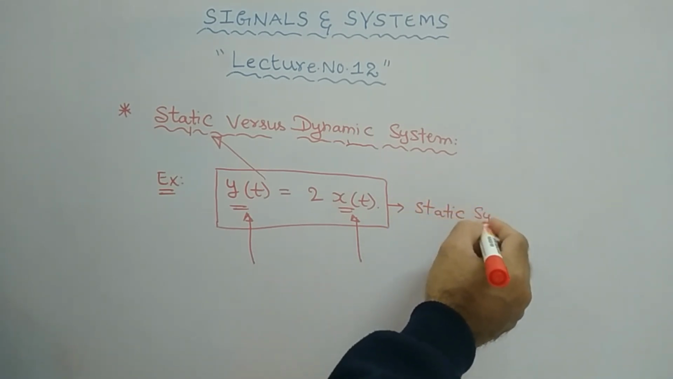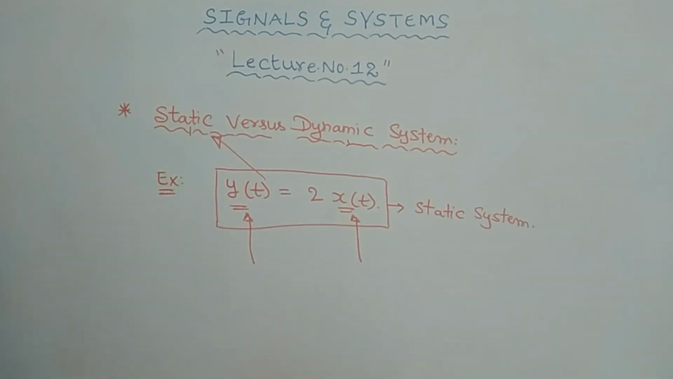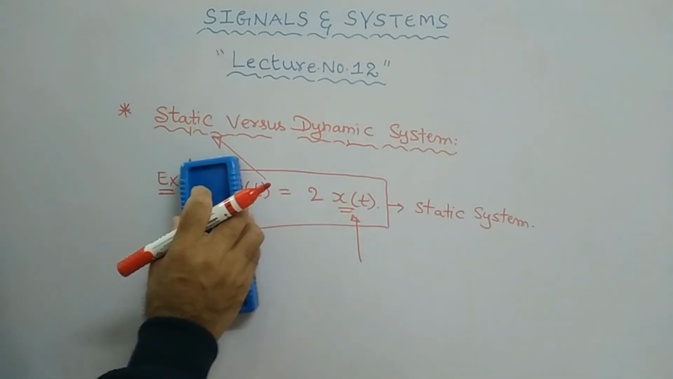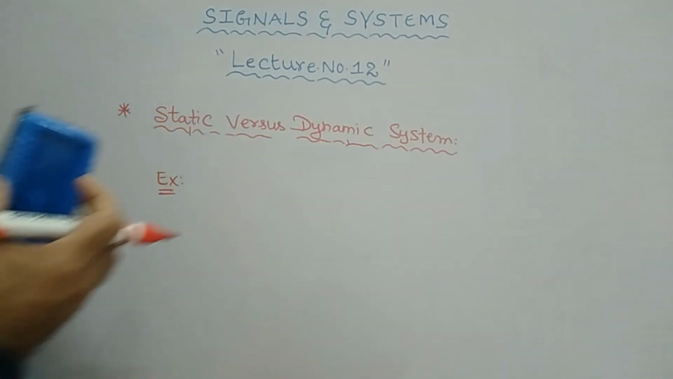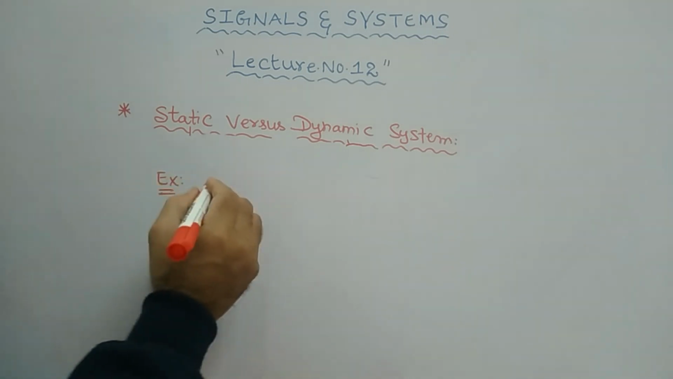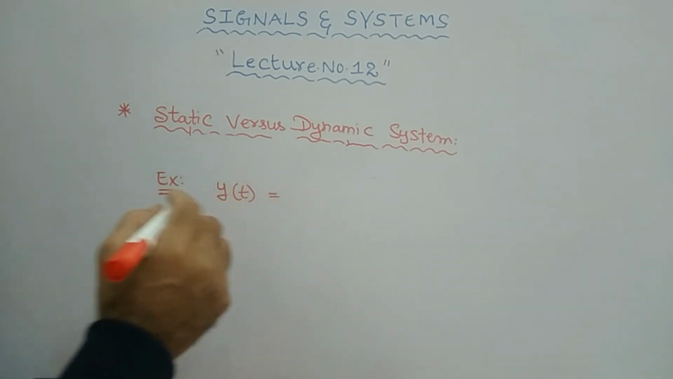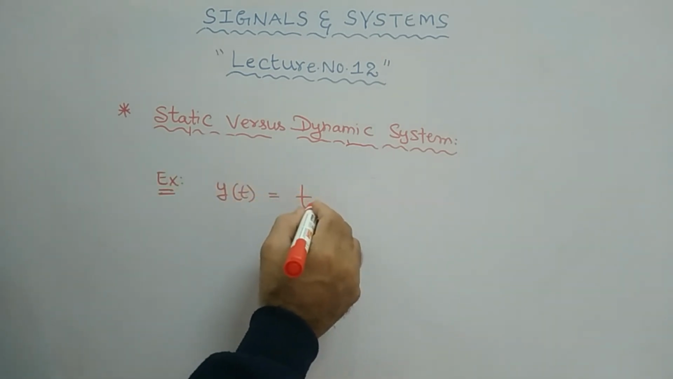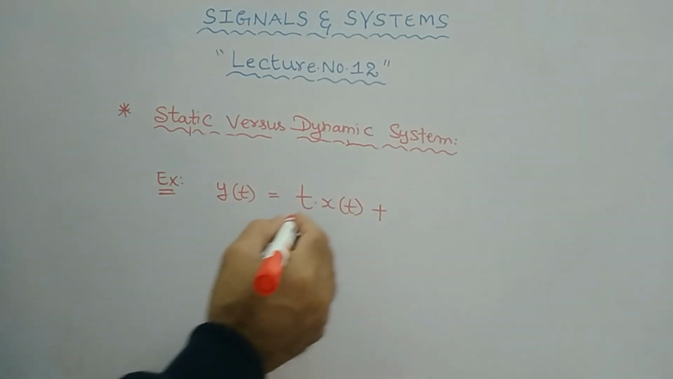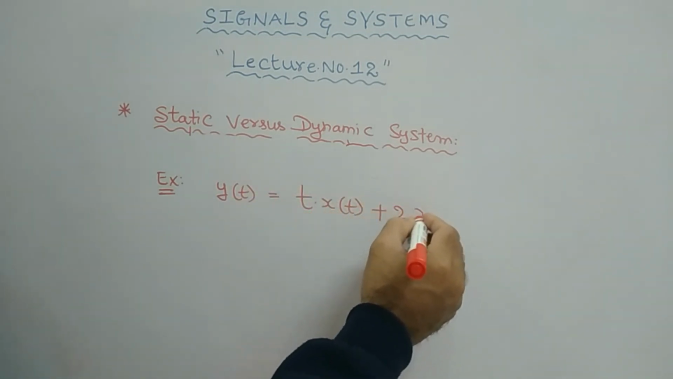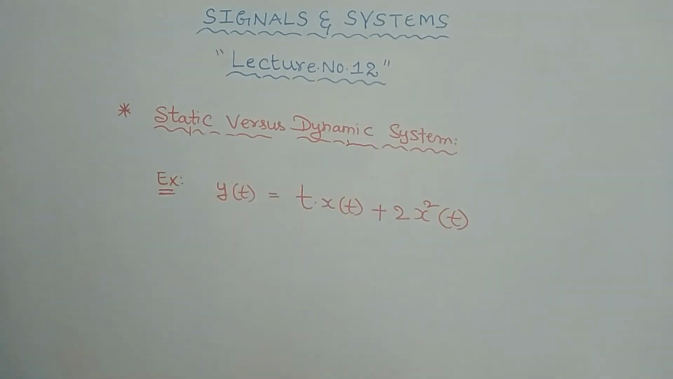This is an example for a static system. Clear? Then I will explain you one more example. Let us say, for example, y of t is equal to some t into x of t plus another expression, 2 into x square of t. Let us say this is another example.